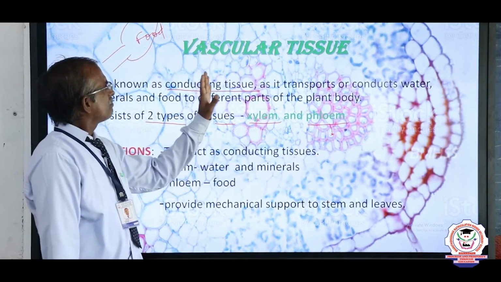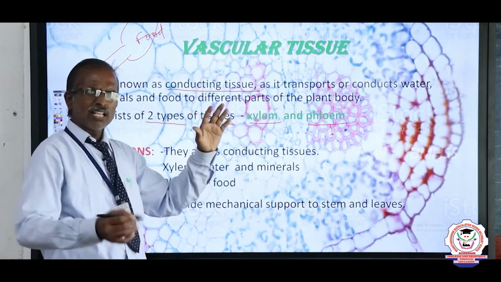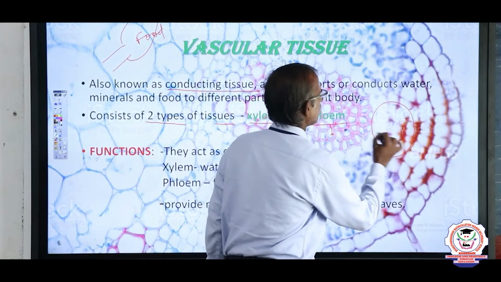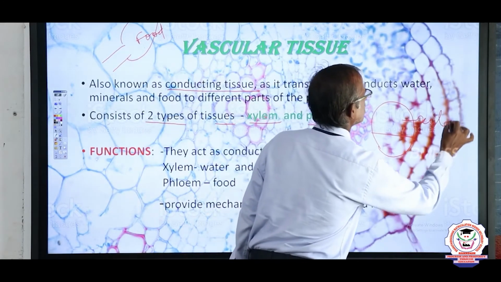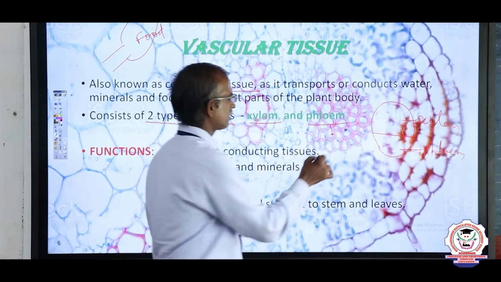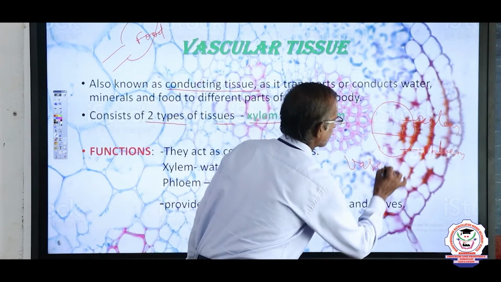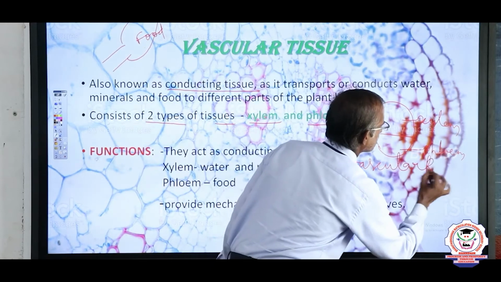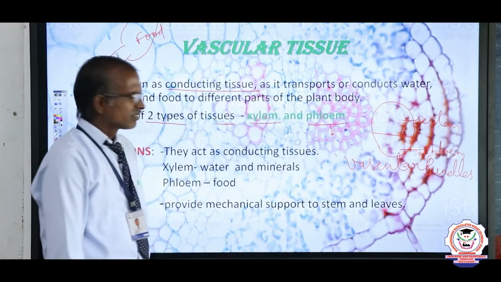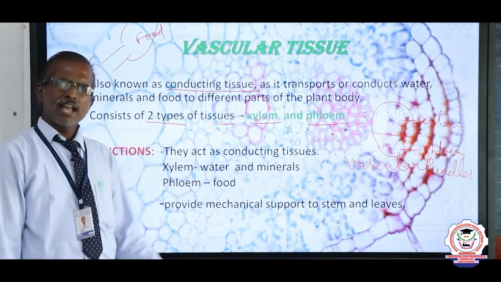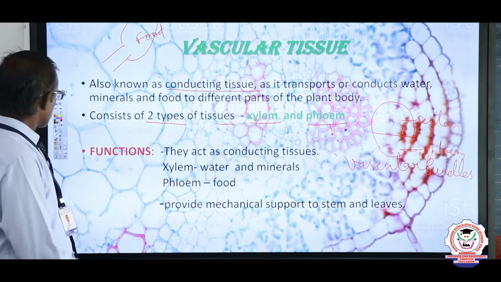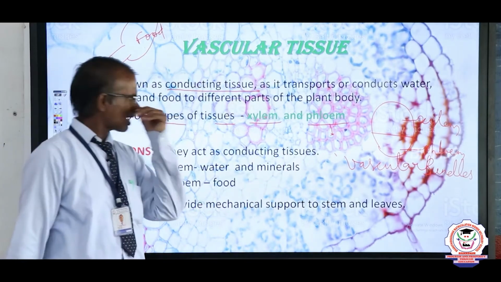Now, these are the main tissues, and the xylem and the phloem are always arranged in a bundle. This is the xylem, this is the phloem, arranged in a bundle. This is known as a vascular bundle. The vascular tissue bearing plants are called vascular plants. This is one of the important questions. Now, functions: what are the functions of vascular tissue?